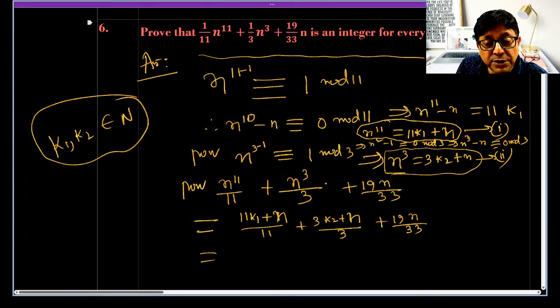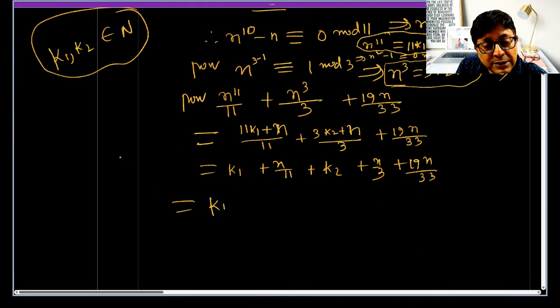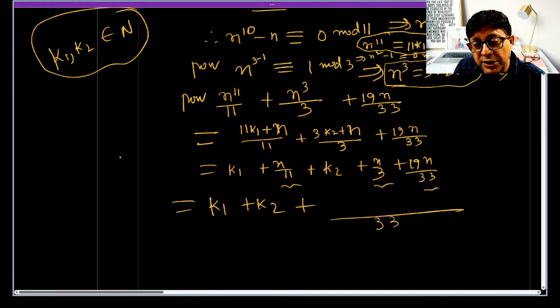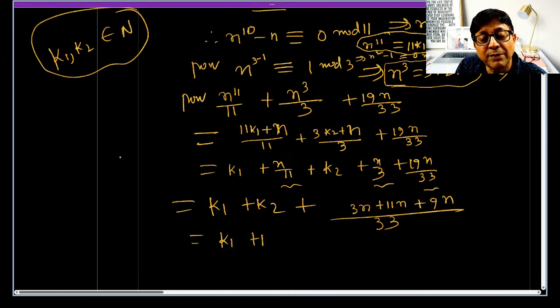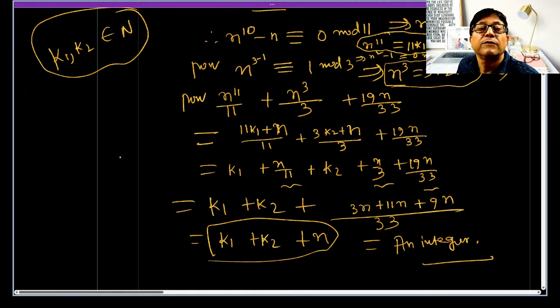Okay, so now you separate, you write 11k1 by 11 is k1 plus n by 11, k2 plus n by 3. k1, k2 belong to N, so you write here k1 plus k2 plus, add these three: 3n, 11n, 19n, so 33n by 33. k1 plus k2 integer plus 33n by 33, which is n. So the whole thing is going to be an integer. Isn't it?